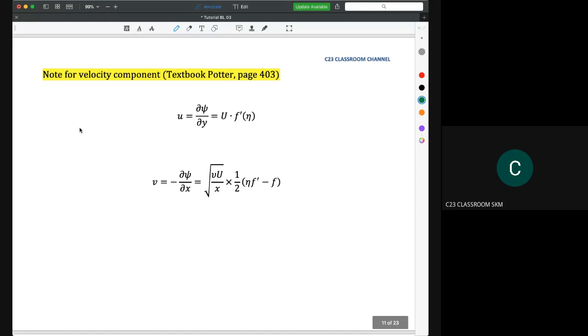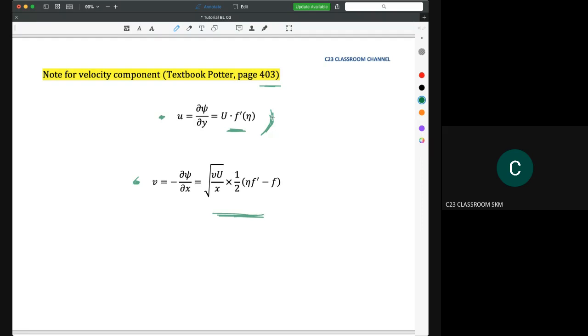Okay, so these are the notes about the velocity components. You could open your textbook, page 403. It comes from the idea of the Cauchy-Riemann equation, if you still remember. If u is d psi over dy and v is minus d psi over dx. And v here can be simplified as this one according to Blasius, and u is according to this one. In my notes I will only show you the value of this one, because we just assume that all the velocities move in the x direction.